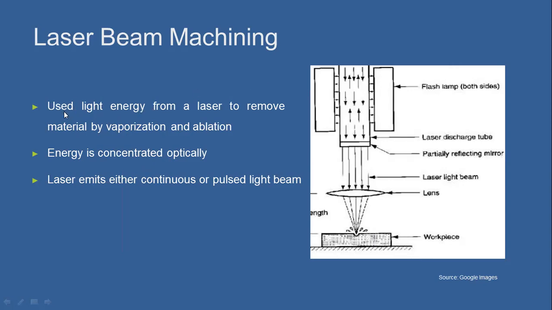In laser beam machining, we use light energy from the laser to remove the material by vaporization. Energy is concentrated optically, meaning we use focusing lenses to focus the laser light beam onto the workpiece. Laser emits either a continuous or a pulsed light beam. This lasing medium can emit continuous beams, or it can be pulsed, switched off and on, such situations can be created. This is what laser beam machining is.